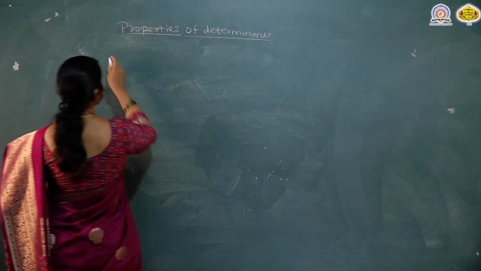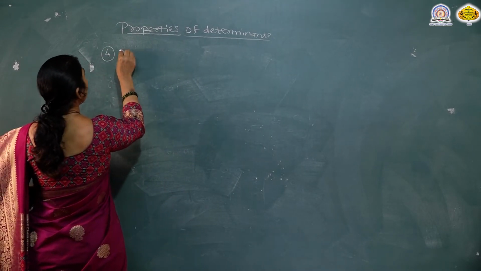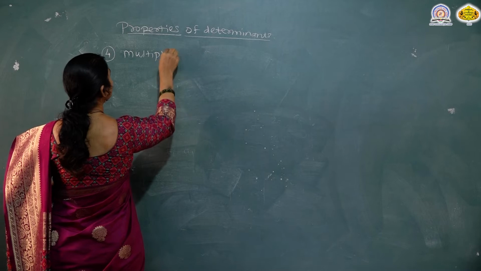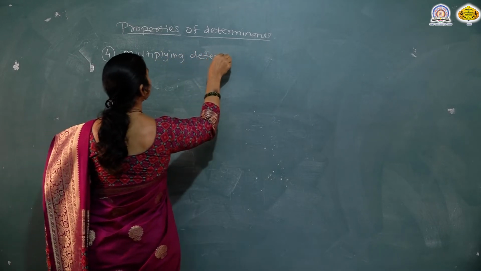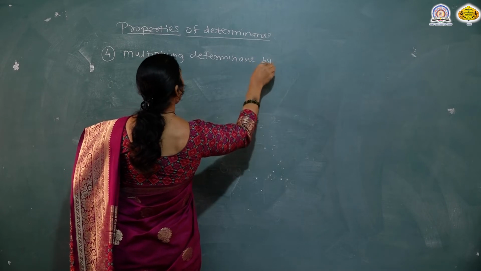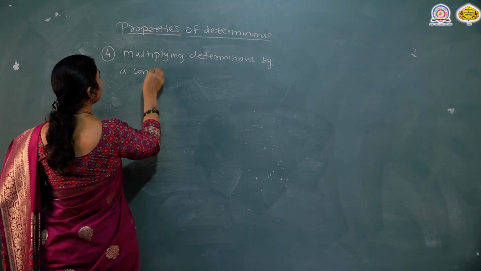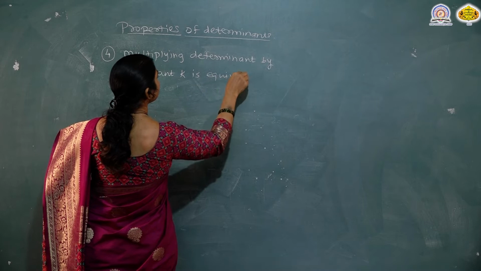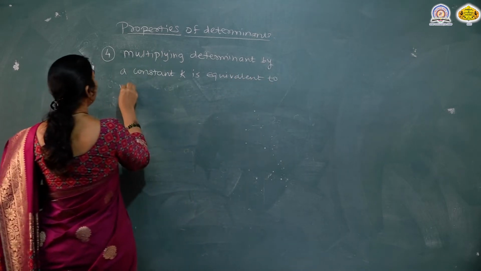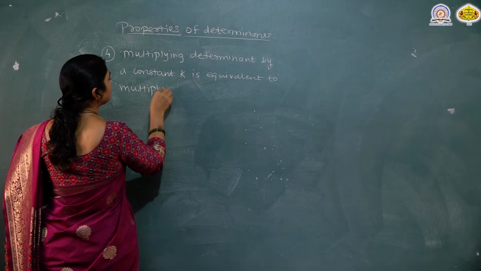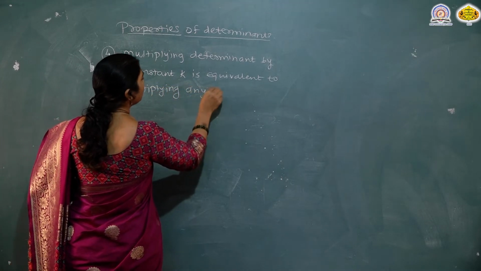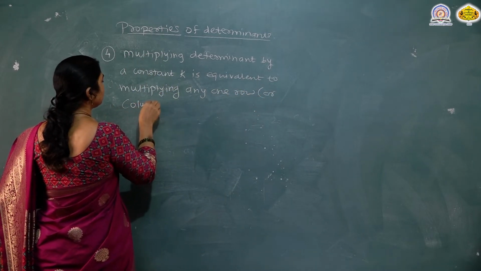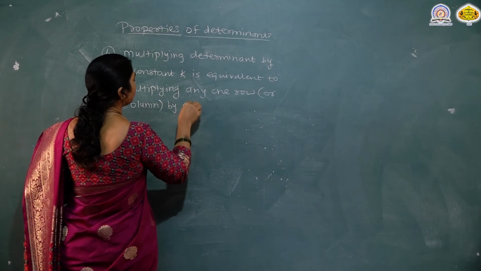The fourth property says that multiplying a determinant by a constant k is equivalent to multiplying any one row or column by the constant k.